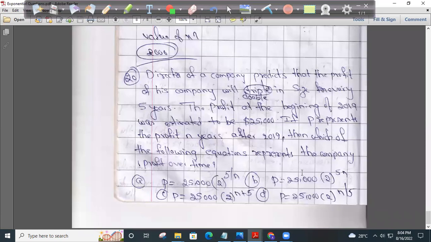Now just solve question number 20 here. Last question for the day. Please be active and type your answer in the chat box. Whatever you feel, just type your answer in the chat box.